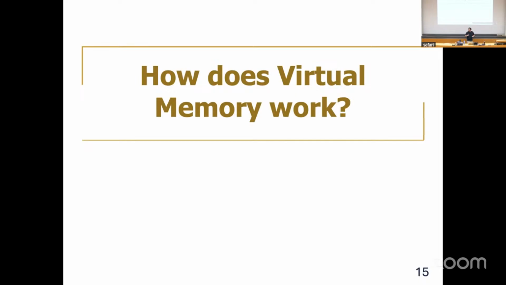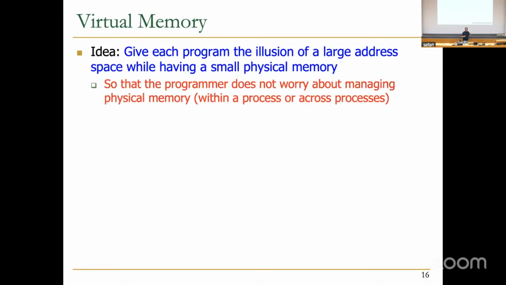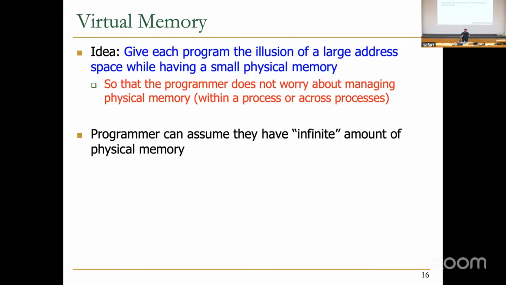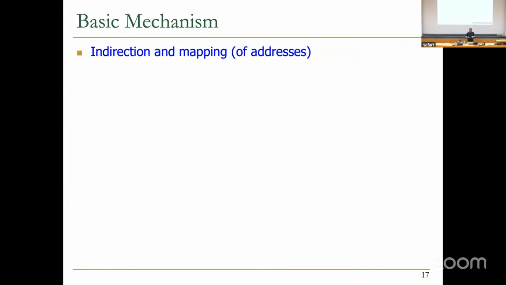No. Okay. So let's see how to solve this problem, which is: how does virtual memory work? The idea here is that we give each program the illusion of a very large address space, even though we have a very small physical memory. This way, the programmer does not need to worry about managing the physical memory. The programmer assumes that they have an infinite amount of physical memory, and underneath, the hardware and the operating system cooperatively and automatically manage the physical memory space to provide the illusion that it's maintained for each independent process. But we need some sort of indirection.